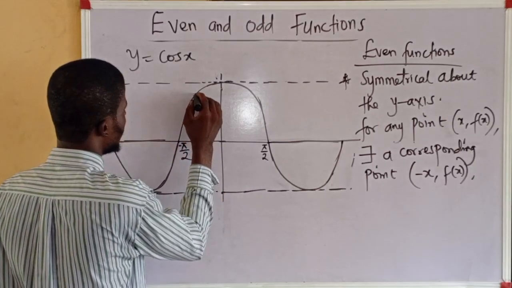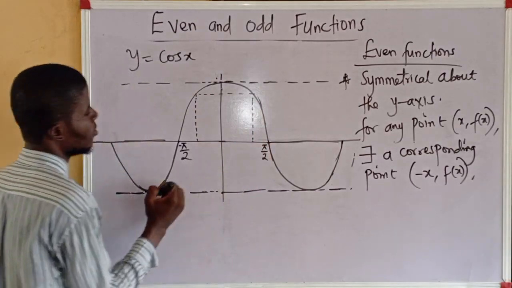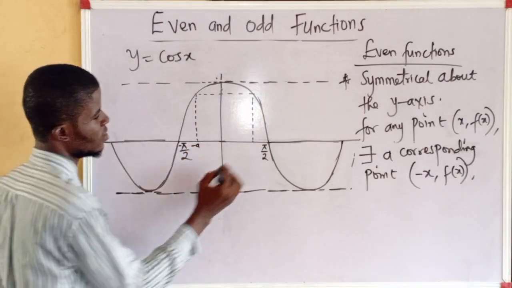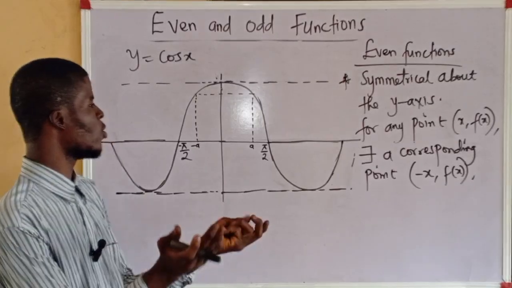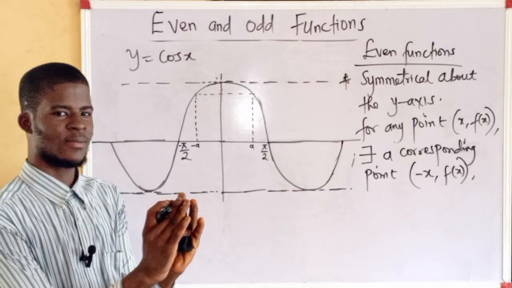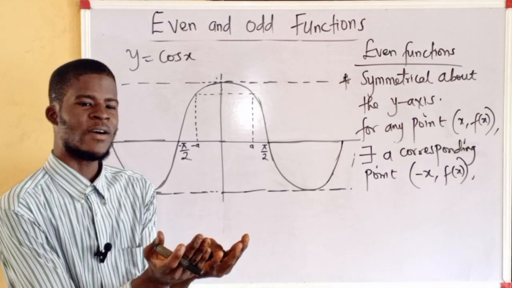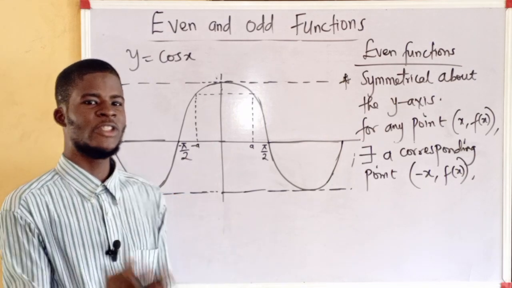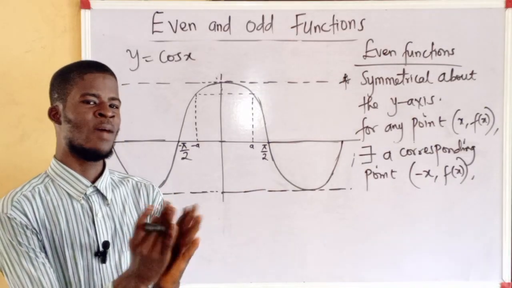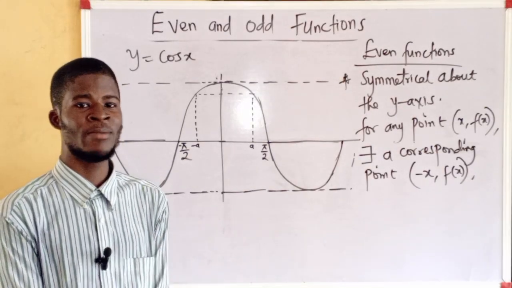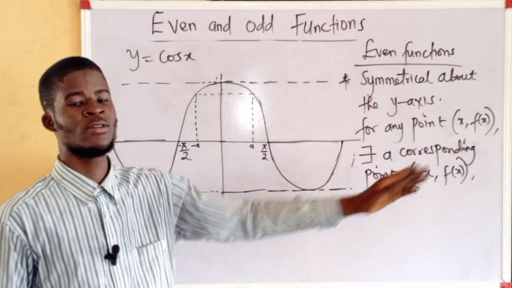Let's say I take this point from here to here. This is the negative x-axis, this is the positive x-axis. If we close the graph along the y-axis, look at it very well, the graph will perfectly overlap. That is, each side will perfectly overlap. That is the idea of symmetrical about the y-axis. So even functions are functions that are symmetrical about the y-axis.